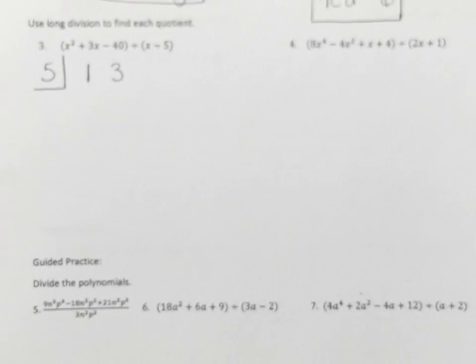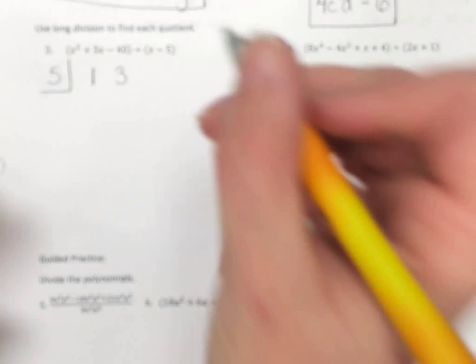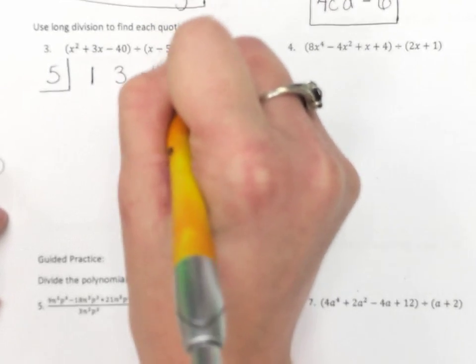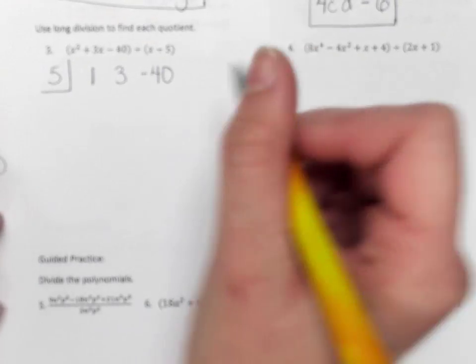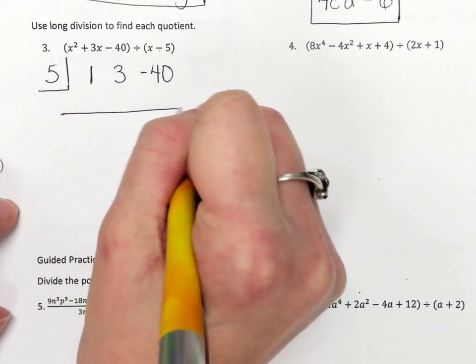What kind of 40 is that, Matthew? That's a negative. That's a negative 40. So I'm going to put a negative 40. All right. Then what I'm going to do is I'm going to leave about 1 line of space right here.